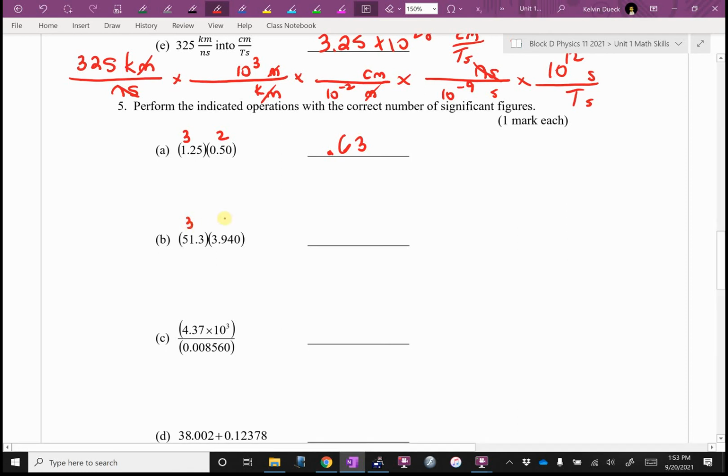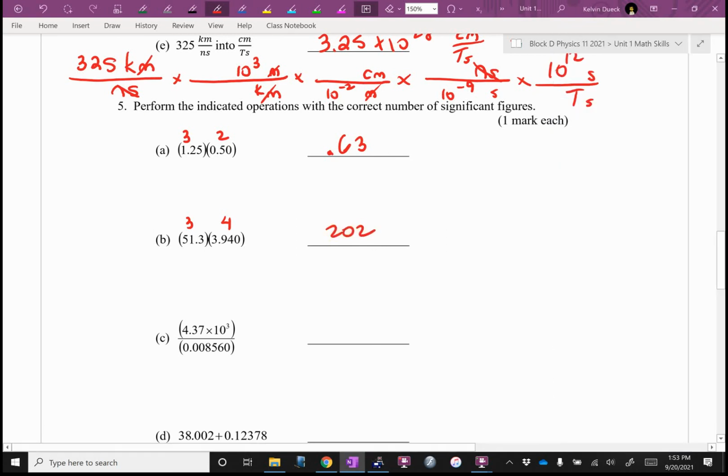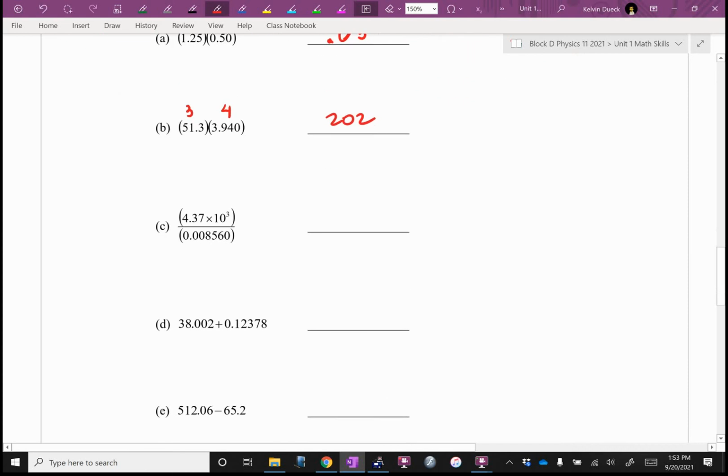3 sig figs. Ooh, how many sig figs here? Not 3. That's 4. Although I'm going to go to 3 sig figs in my final answer. 51.3 times 3.94. 202 even? Or 2.02 times 10 to the 2. 3 sig figs, 4 sig figs. I'm going to go to 3 sig figs.